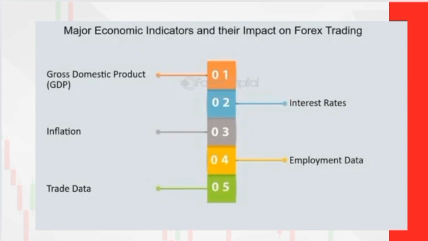These are the major economic indicators and their impact on forex trading. One, we have gross domestic product, that is GDP. Then we have the second one, interest rates, then inflation, unemployment data, employment or unemployment, and trade data. So this is what affects the market fundamentally using your fundamental analysis.